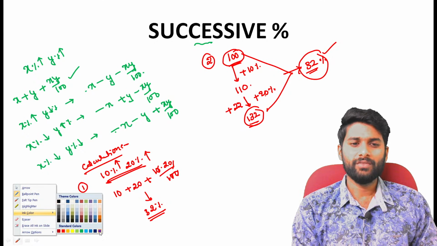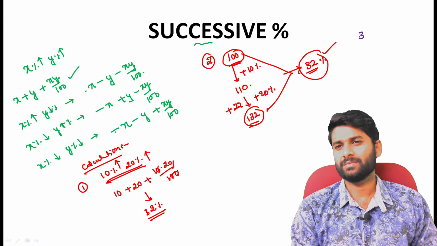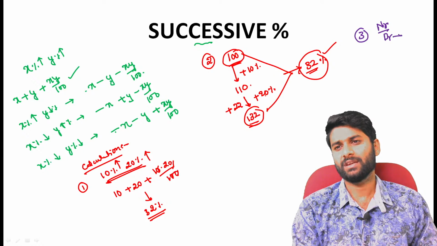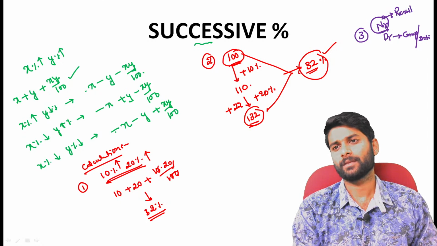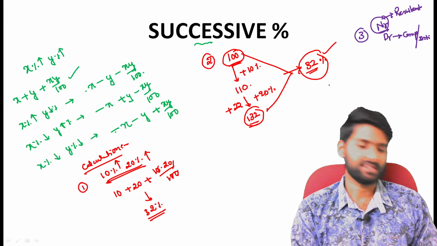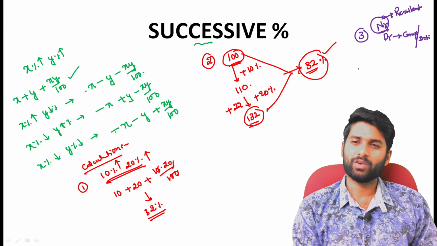Now we'll go to one more different calculation. Calculation number 3, based on the concept of numerator by denominator. Here the denominator is always the comparison term or initial term. Same, the numerator is the resultant. Based on it, see, what is the value first of all?